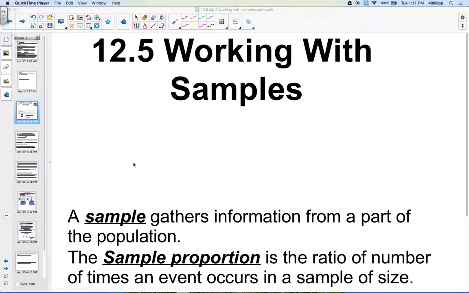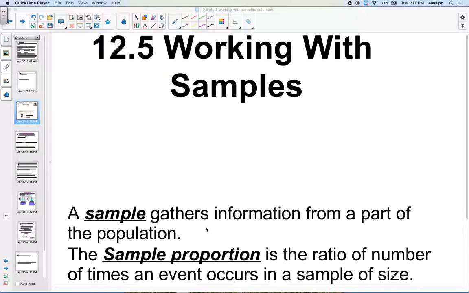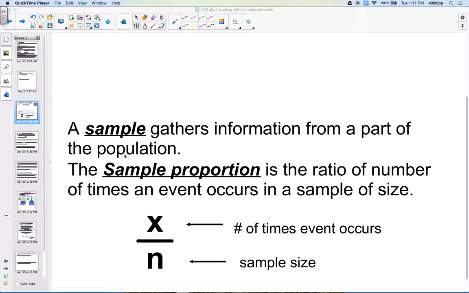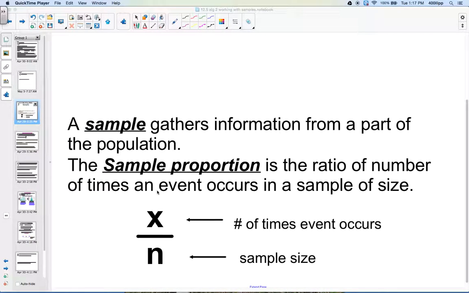Okay, today we're going over 12.5, working with samples. So let's first go over a couple things here. A sample gathers information from a part of the population. And the sample proportion is the ratio of number of times an event occurs in a sample size.